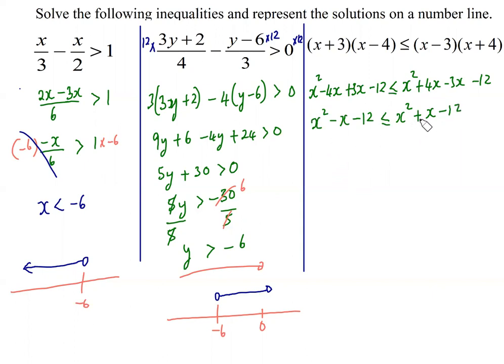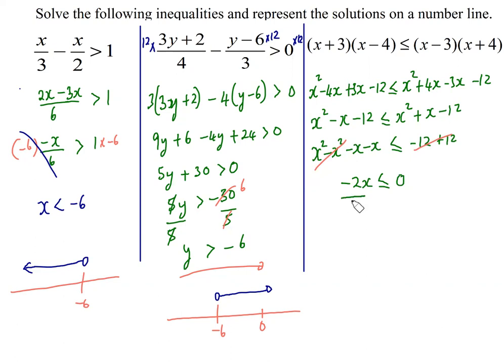Then if we take the x values, the variables on the left, we're going to be left with x squared minus x squared, minus x minus x. Then you take the values there, negative 12 plus 12, and this one will cancel. This one also will cancel. So what are we going to be left with? We're going to be left with negative 2x less than or equal to 0.